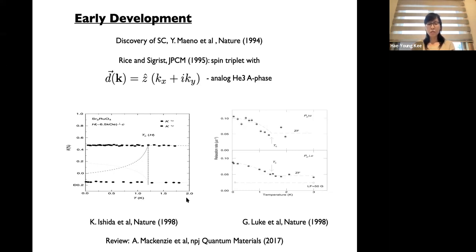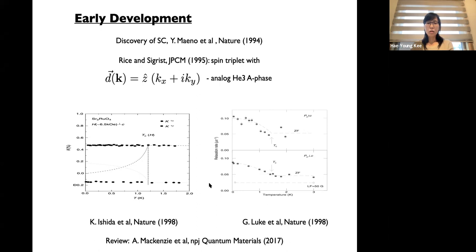But things became much more difficult because there are indications that this may not be a triplet, even before 2019. I refer to Andy Mackenzie's review articles. In fact, there are a few of them, and this is probably one of the most recent ones, to go back and see what the early studies have been telling us.